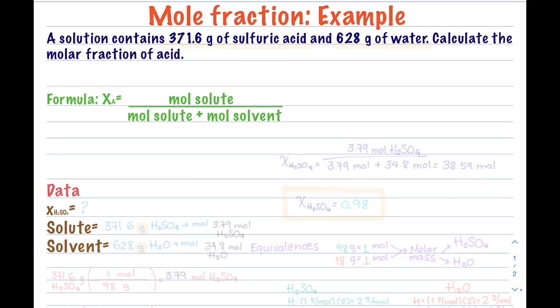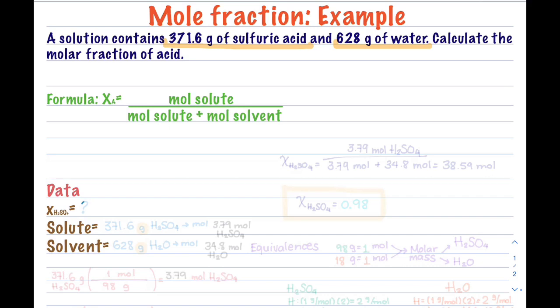So we are going to use the formula for mole fraction, which is: fraction of any compound equals moles of solute divided by moles of solute plus moles of solvent. And we continue analyzing the problem. So we have 371.6 grams of sulfuric acid that will be the solute and 628 grams of water that will be the solvent. So we write the data.